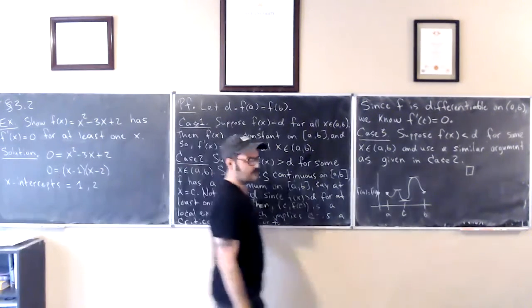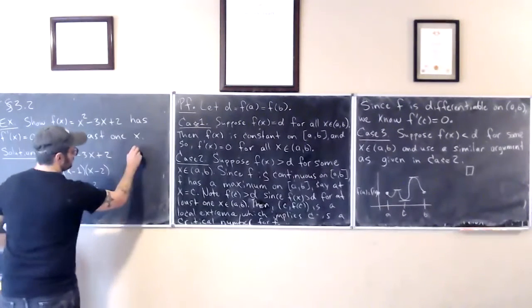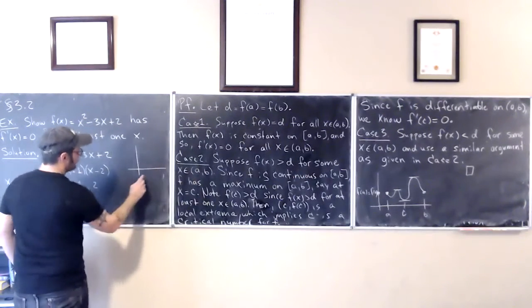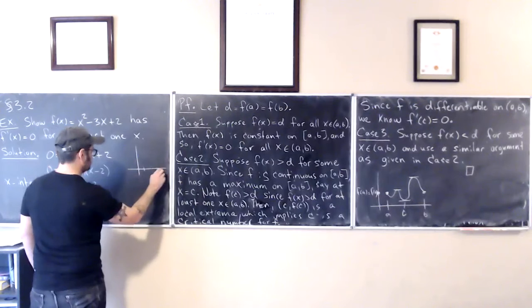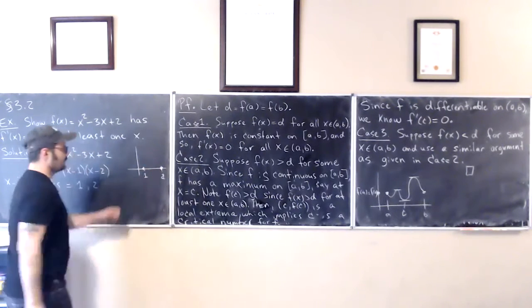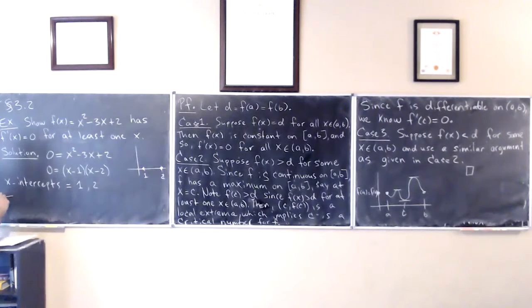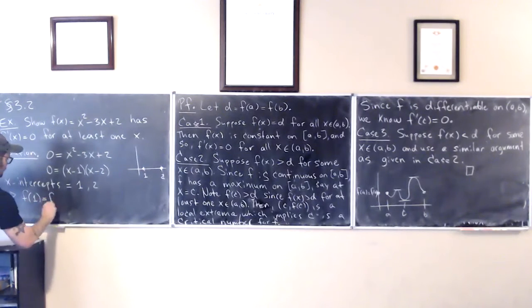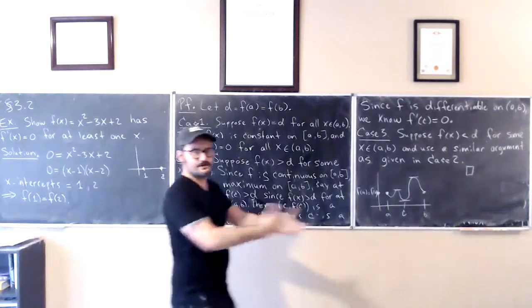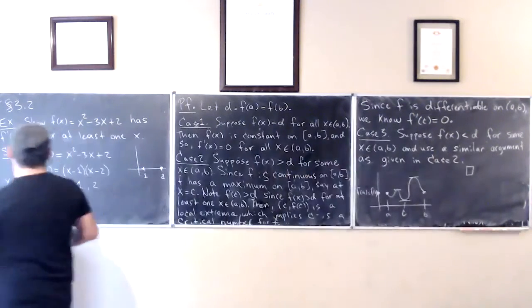Okay. Now, what does that mean? It means that on this interval 1, 2, f at 1 is equal to f at 2, right? So what that says is that f of 1 is equal to f of 2. And the value of the function is 0 in both of those instances, right?